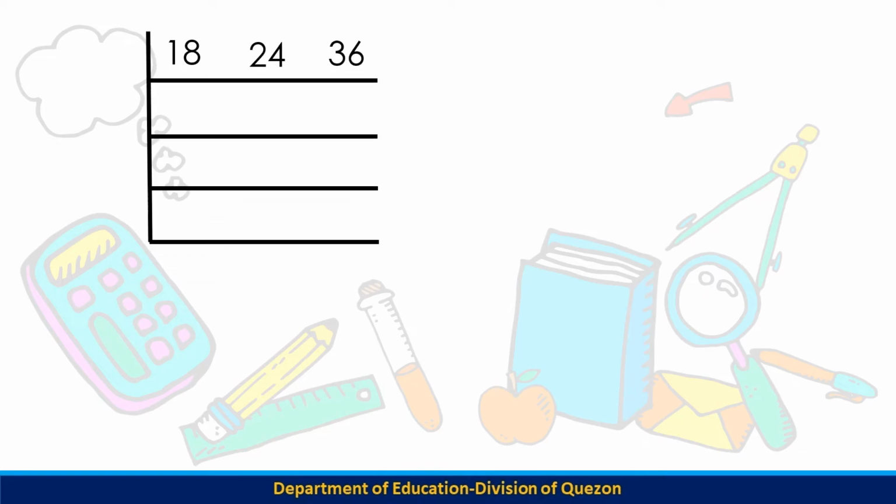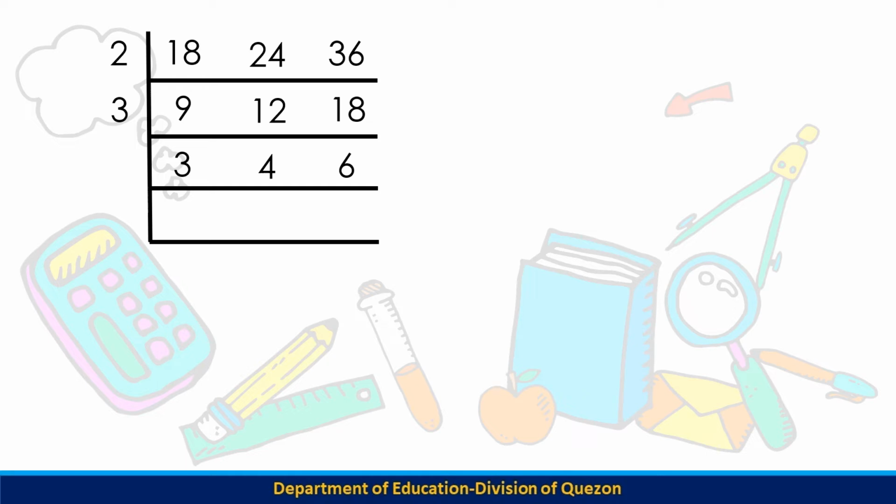Let us have the given numbers 18, 24, and 36. The divisor of these numbers is 2. 18 divided by 2 is 9, 24 divided by 2 is 12, 36 divided by 2 is 18. Now, what is the divisor for these three numbers? We have 3. 9 divided by 3, 12 divided by 3, and 18 divided by 3 is equivalent to 3, 4, and 6.